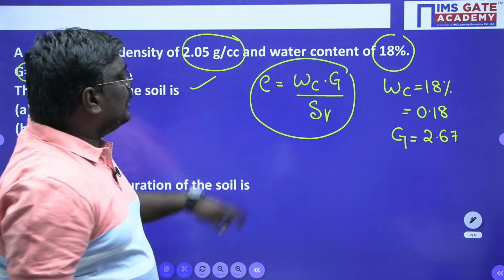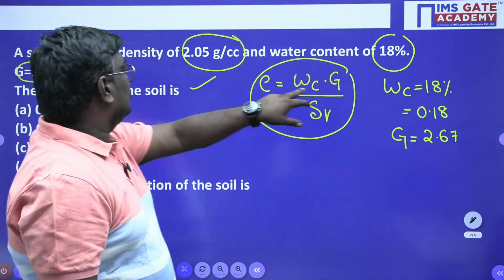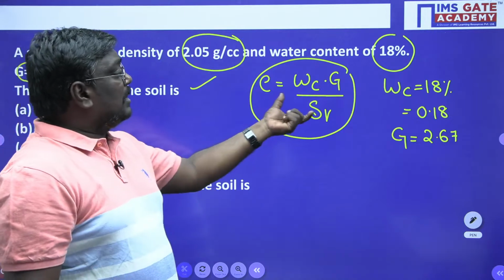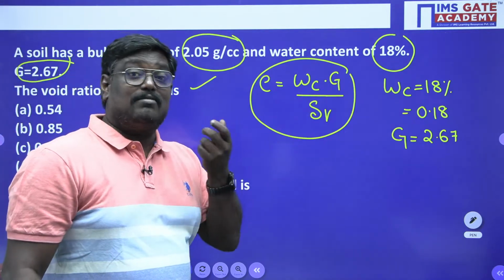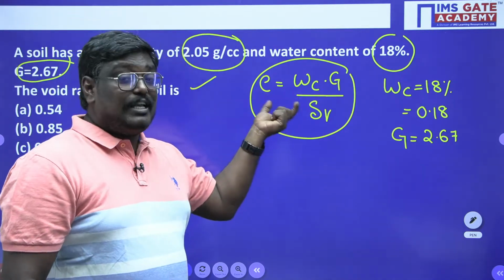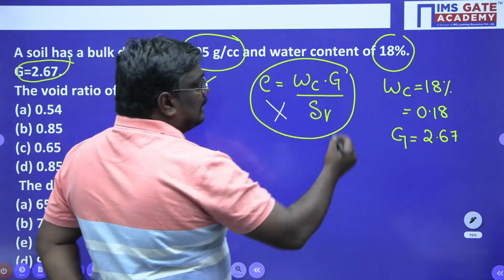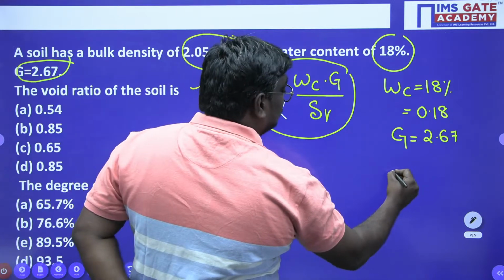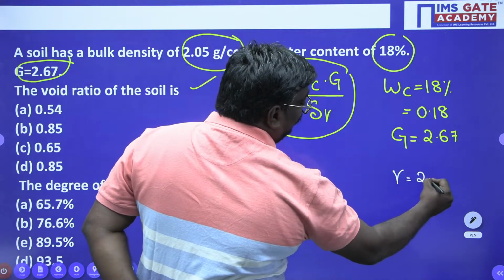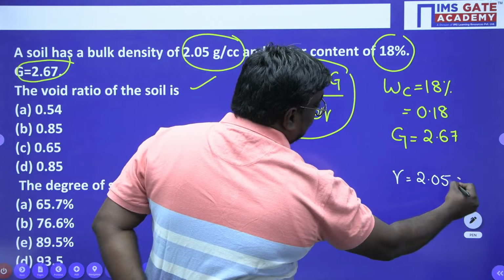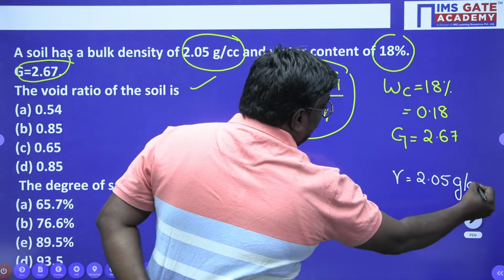See, here you know the water content is 18% and the specific gravity is 2.67, but there are two unknowns. I have done this intentionally, students, so this formula will not solve your purpose. So let us see. The bulk unit weight is given as gamma = 2.05 gram per cc.